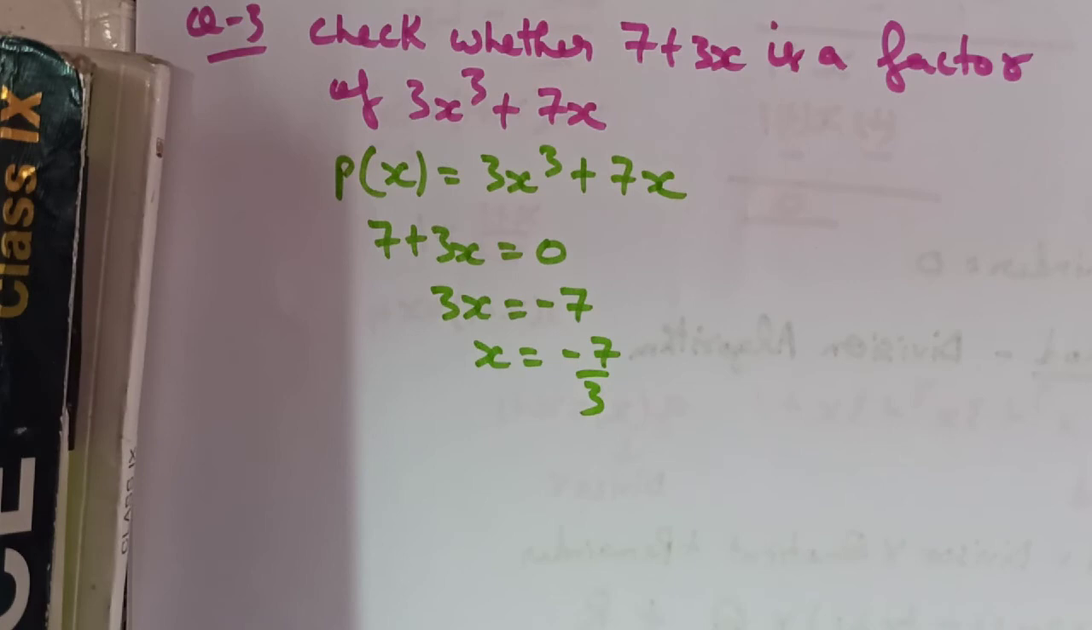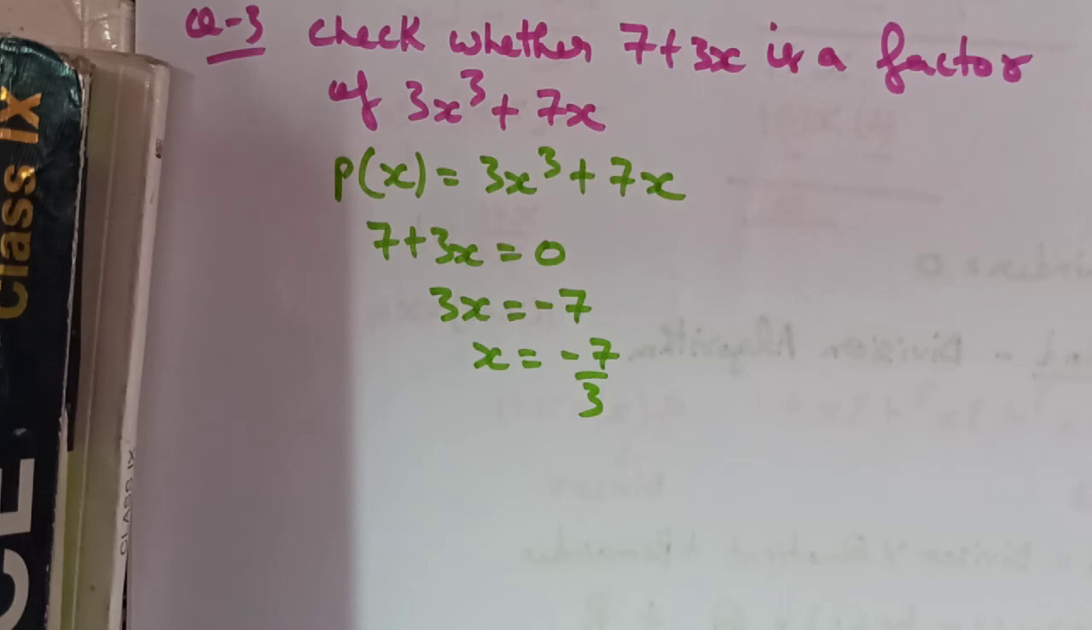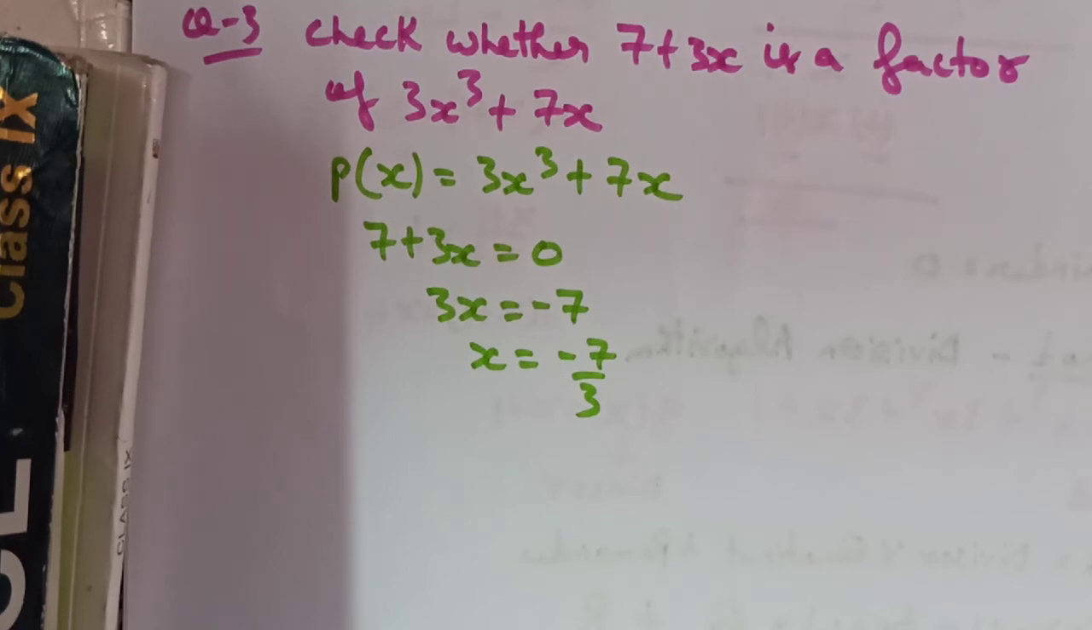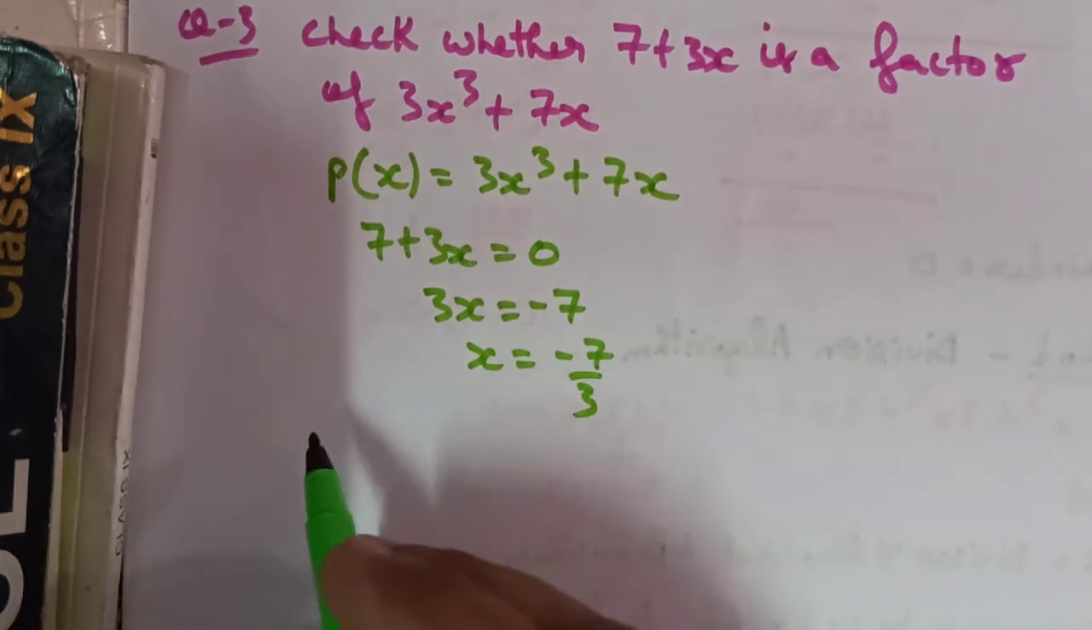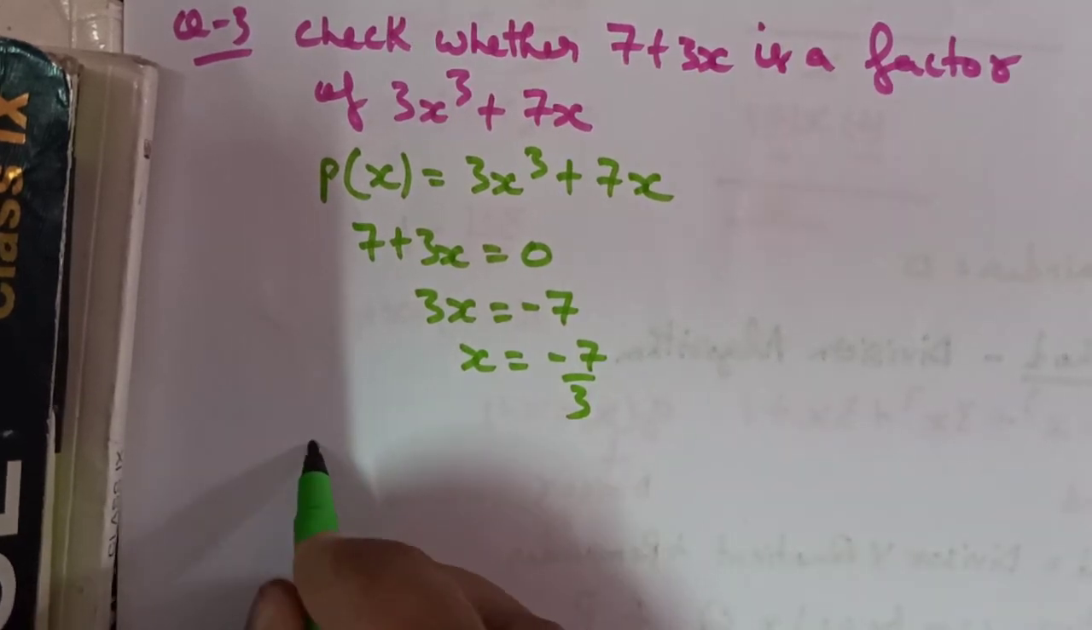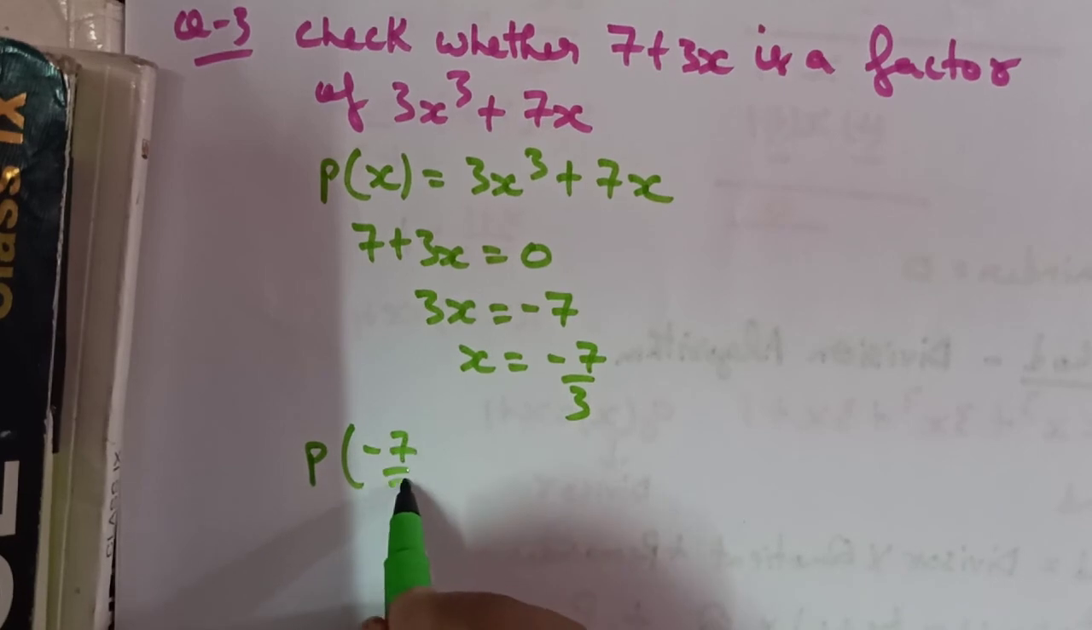Now by the factor theorem we say that if the value of p(a), that is in this case the value of p(minus 7 upon 3), is equal to 0, then the divisor is a factor of the dividend, and if the value of p(minus 7 upon 3) is not equal to 0, then the divisor 7 plus 3x is not a factor of 3x cube plus 7x. So first we will check what the remainder is here. So p(minus 7 upon 3) we will calculate.